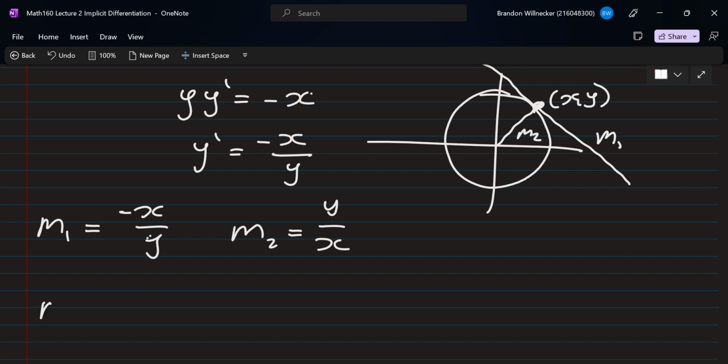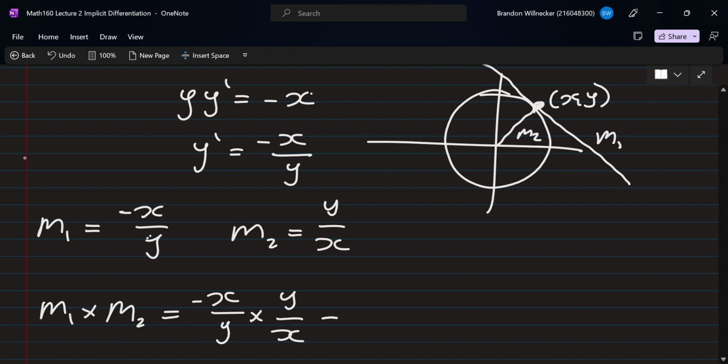Now, what's surprising is when we take the product, m1 times m2, we get minus x over y times y over x. The x's cancel, the y's cancel, and we're left with minus 1. If you remember back to your analytical geometry, if the product of the gradients is minus 1, it means that the lines are perpendicular to each other. So what this means is that the tangent line is perpendicular to the radial line.